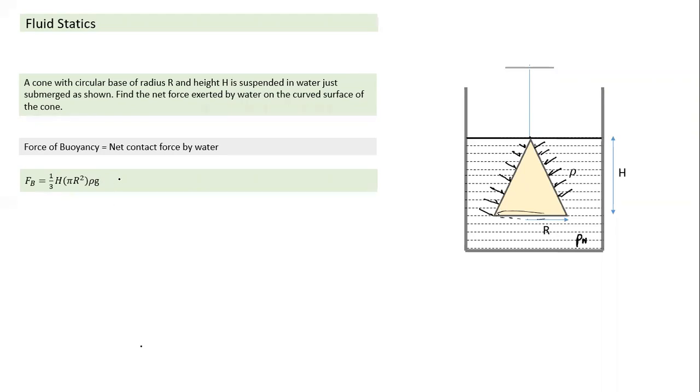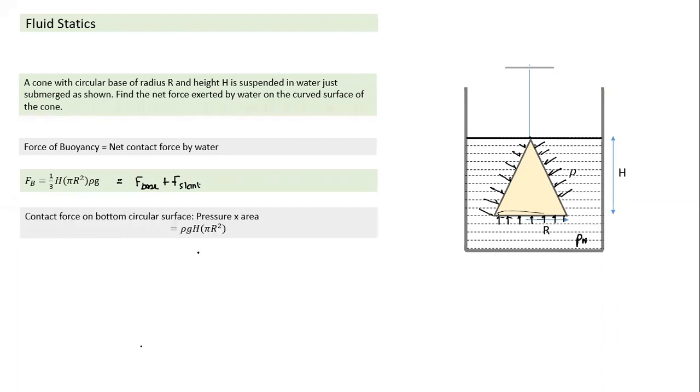So this net force of buoyancy is equal to the contact force on the base plus the contact force on the slant surface. Is it not? That's what the equation is. But finding the force on the bottom is very easy. How do I find the force acting on the bottom surface? On the bottom surface, the pressure is constant. Pressure is equal to rho gh, and area is equal to pi r square. Contact force on the bottom circular surface is pressure into area, rho gh into pi r square.